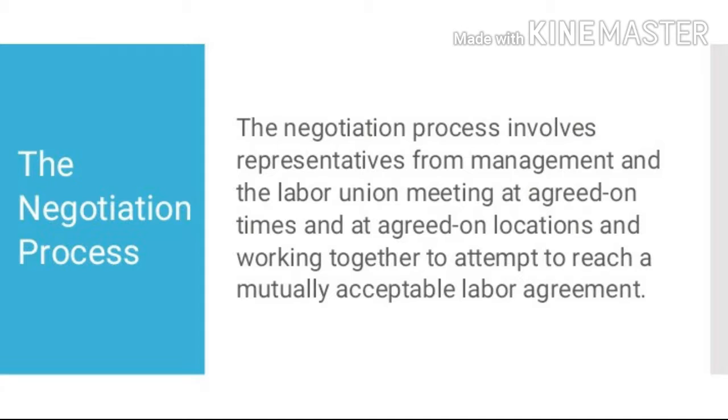In simple terms, the negotiation process refers to the systematic arrangement of things that need to be considered by both parties, the management and the labor union, to come up with an agreement acceptable to both parties. To further understand the negotiation process, there is a framework used, and this is called the bargaining zone.